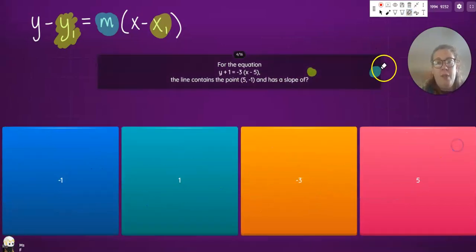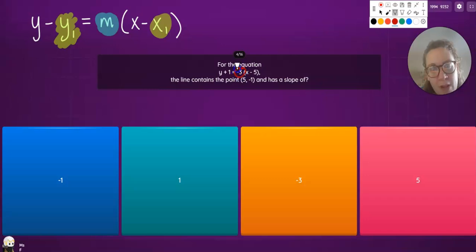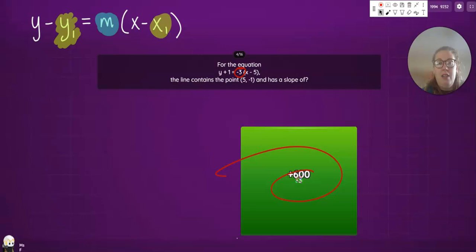Great. For the equation y plus 1 equals negative 3 times x minus 5, we see the point 5 comma negative 1. And what is the slope? So a slope, of course, is right in front of that parentheses, so our slope here is negative 3. Brilliant.